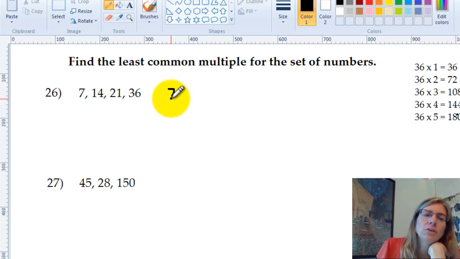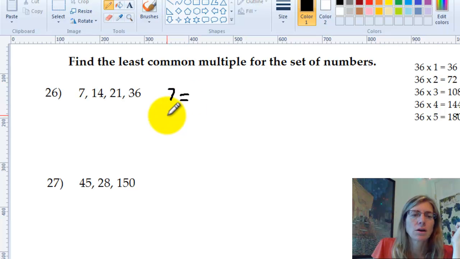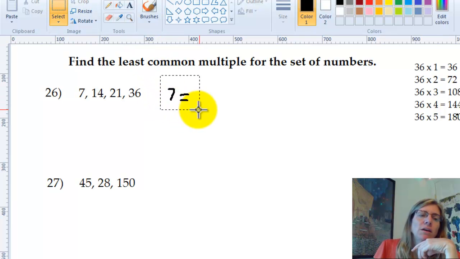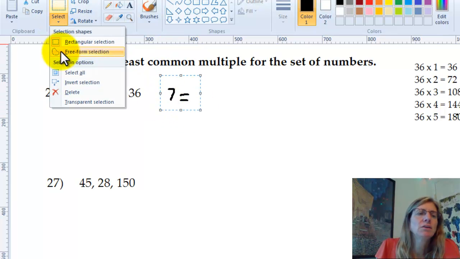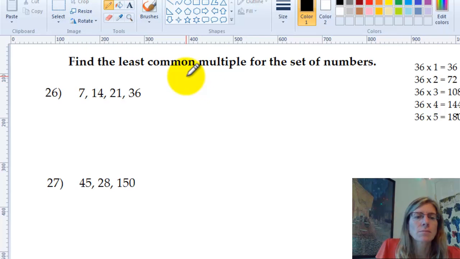But here's the good news. If you can do prime factorization, at least that, you get partial credit for showing me the prime factorization of each of these numbers. Okay, so finding the prime factorization of each of these numbers doesn't have to be a difficult task. And I explained this in another video, the one I did for 24 and 25.